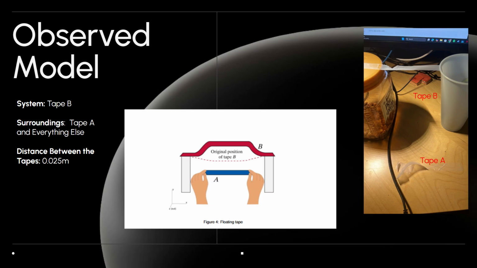So the observed model, this is when we did the experiment in person, or online, I guess. I did the experiment. So here it shows what we're supposed to see. This is us lifting the negatively charged piece of tape, or the charged piece of tape, towards the other charged piece of tape and how it's supposed to repel. This was the charged piece of tape that was repelled. This is the charged piece of tape that did the repelling.